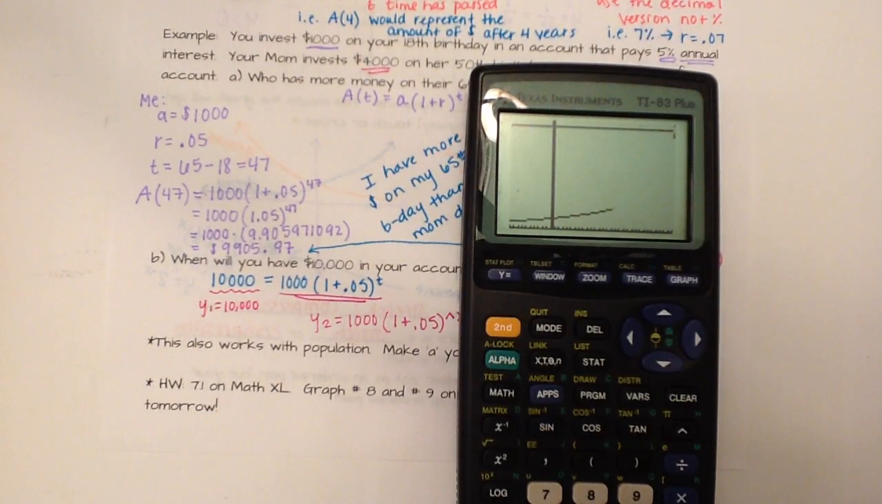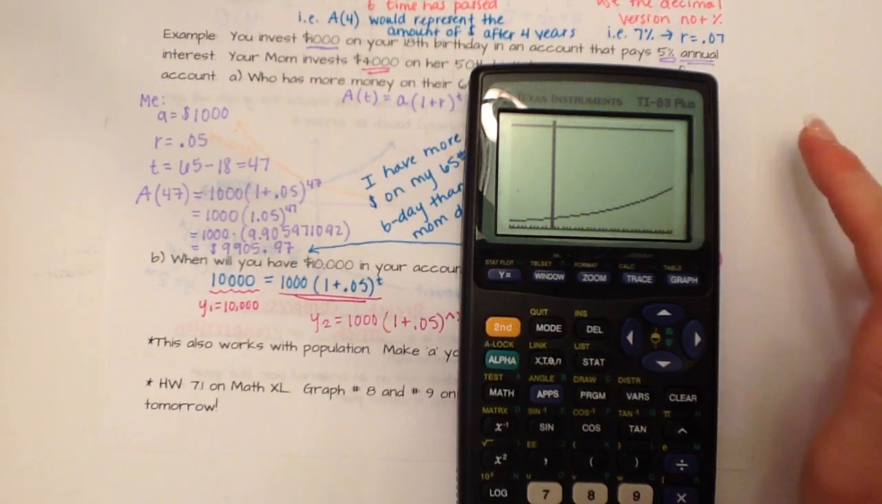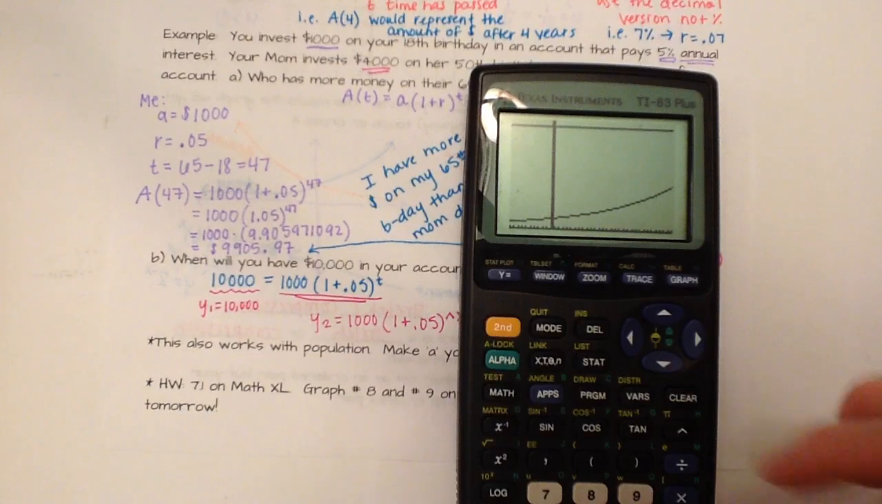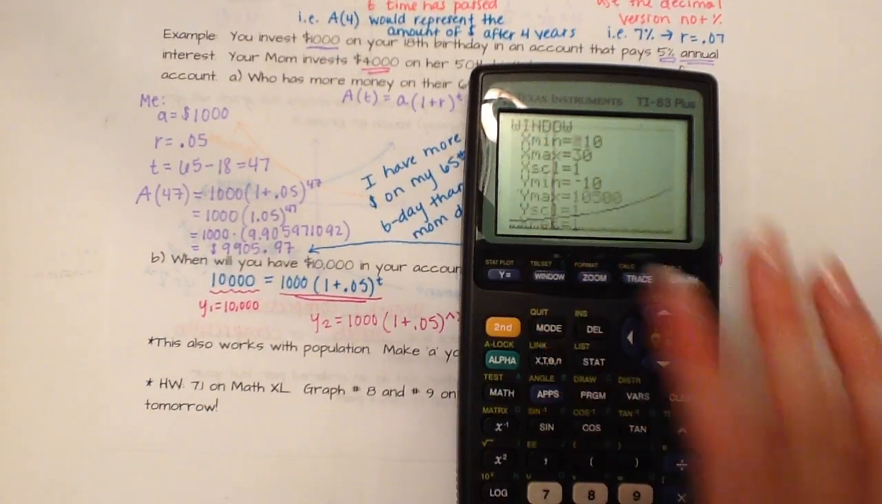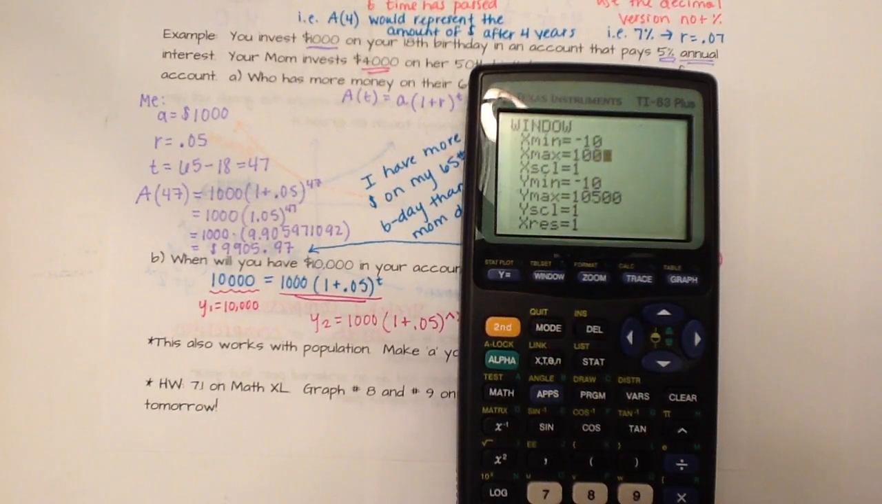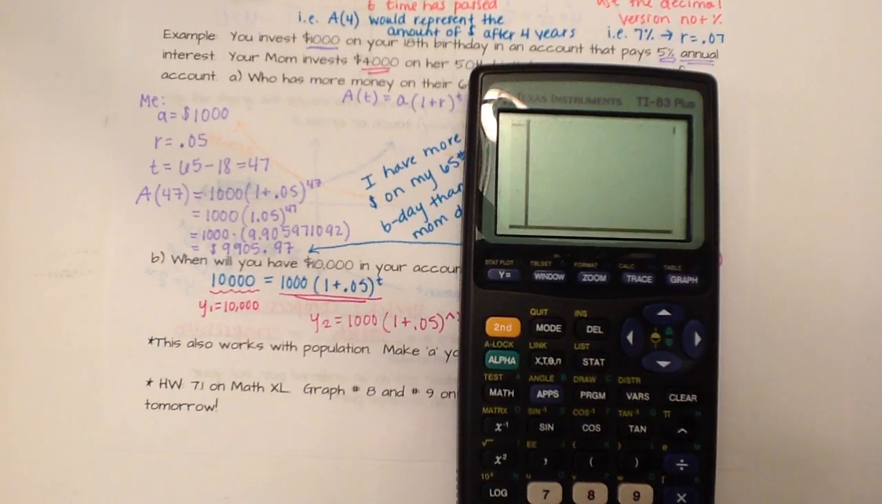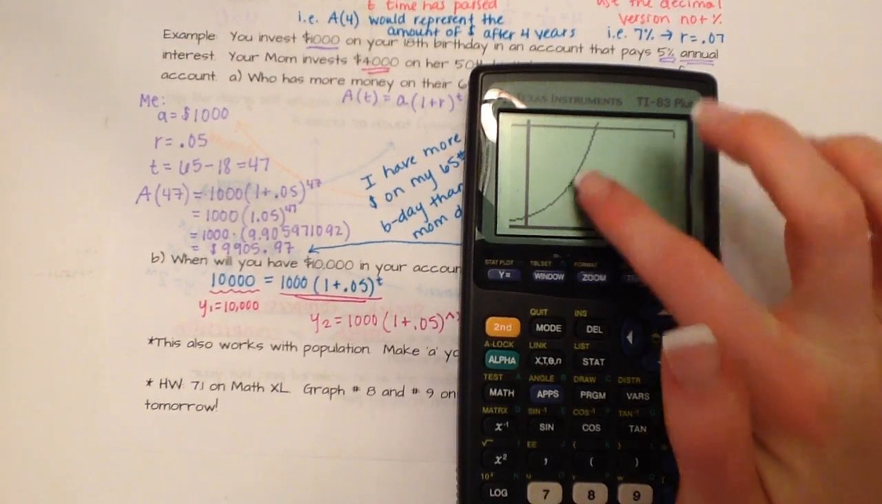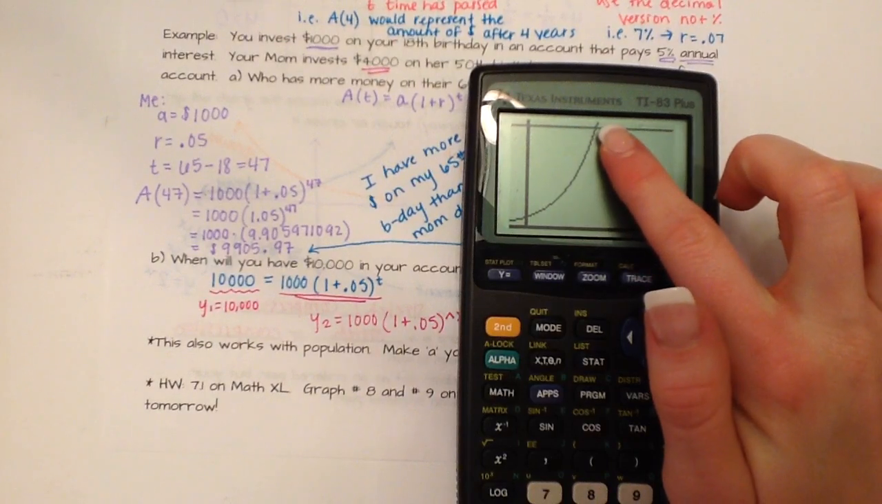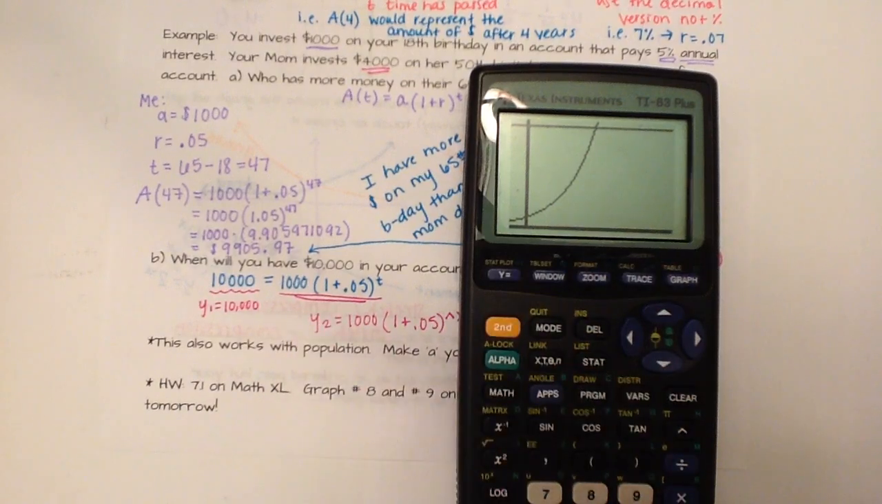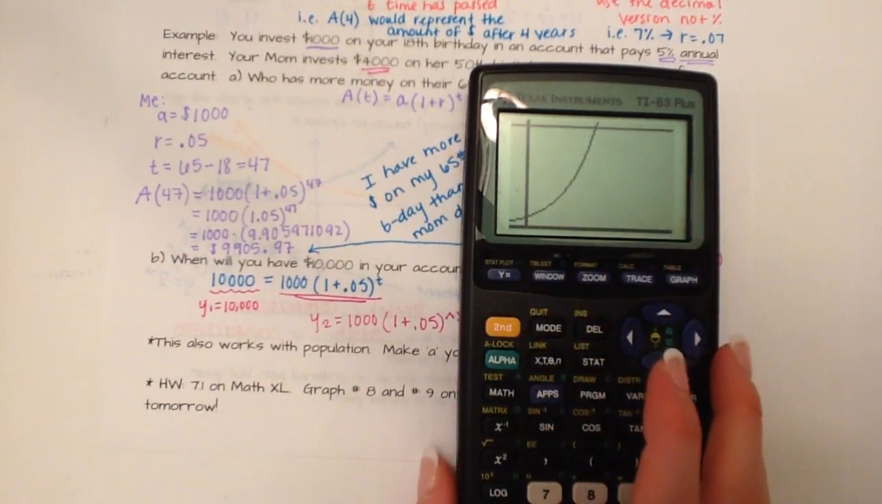And let's see, that doesn't look like we're going to be able to see it. We're going to have to extend way out. It's going to meet somewhere up here. So let's make our X max bigger. Let's see if we can hit it at 100. There we go. Alright, so we want that intersection. That intersection right there is going to tell us our year, or the time it's going to take for us to reach $10,000.